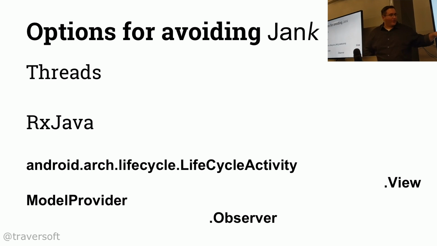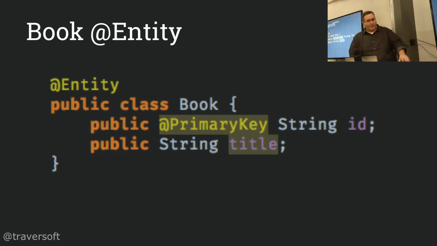Some of the new Android architecture stuff here. One of them is the lifecycle activity. The other one is the view model provider. And the last is the observer. So we're going to see how we could use these three classes to pull together everything that we're trying to do here. First, we'll look at some new entities that we add to our database.